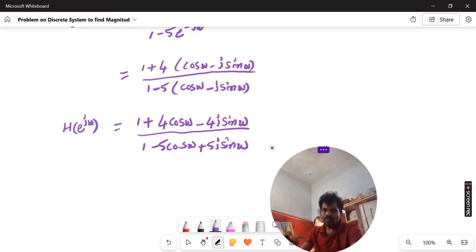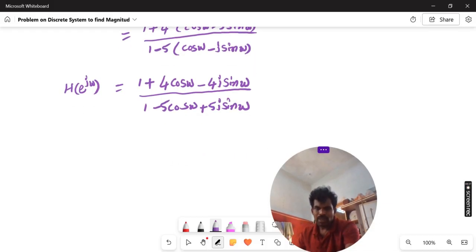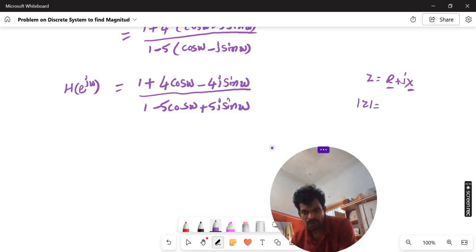We know that a Fourier transform output is a complex function. So how are we going to write a complex function? For example, consider the impedance. Impedance is equal to the combination of resistance and reactance, that is R plus jX, where this one is the imaginary value and this one is the real value. So what is the magnitude? Magnitude of Z is equal to the square root of real value square plus imaginary value square.